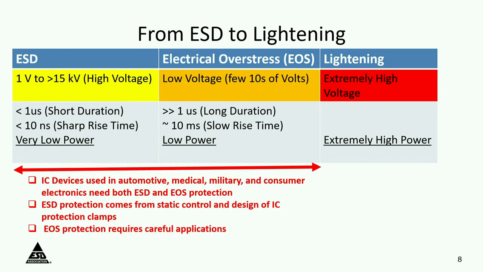So IC devices used in, as I said, automobile, medical, military, consumer, all of them need this ESD protection. ESD protection comes from static control and design of ICs. There are two ways to do it. One is how to stop high static fields from being in the production areas, so you control that, and I will mention that to you. And then, of course, the IC protection.